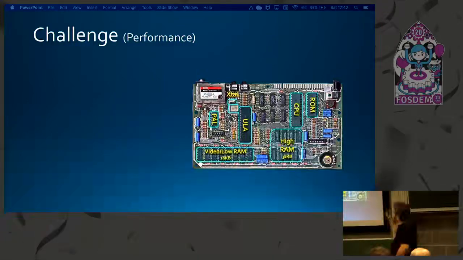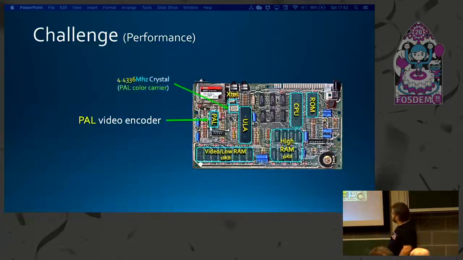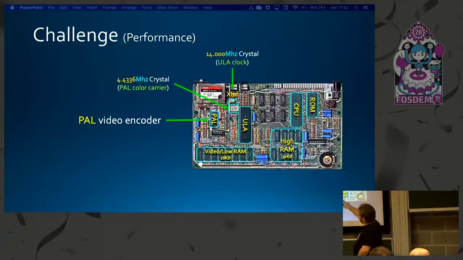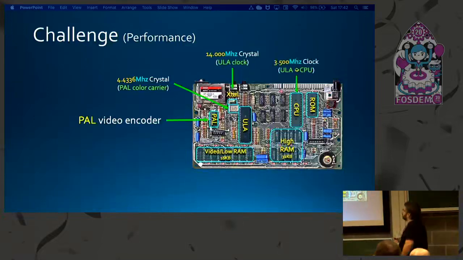Okay, this is the architecture, a very quick overlook over the architecture of the ZX Spectrum. And you have here the PAL video encoder, to generate the video signal. You have the crystal for the PAL color carrier. Then we have a crystal that is used by the ULA to generate part of the video, and it's divided by 4 to give the clock to the CPU.